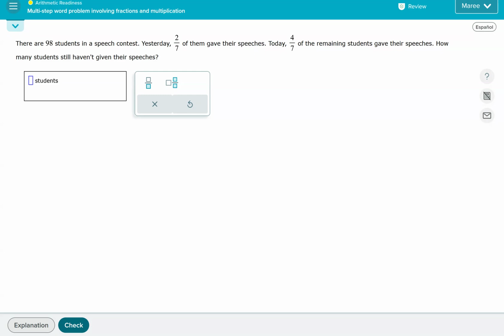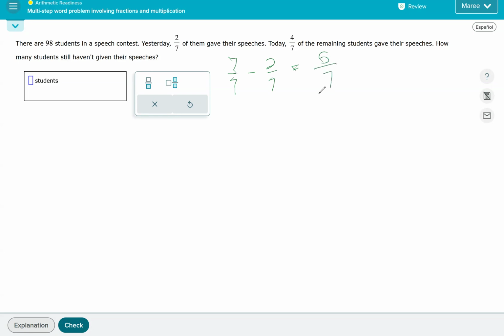I'll show you. There are 98 students in a speech contest. Yesterday, 2/7 of them gave their speeches. Today, 4/7 of the remaining students gave their speeches. How many students still haven't given their speeches? So if 2/7 gave their speeches yesterday, we want the complement of 2/7, which is 5/7. So 5/7 did not give their speeches.